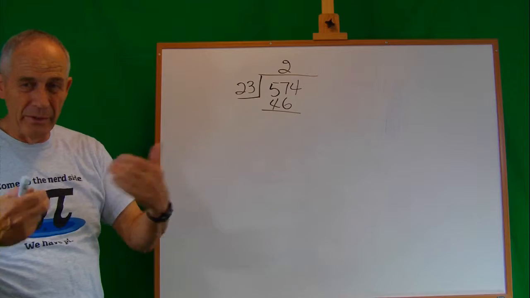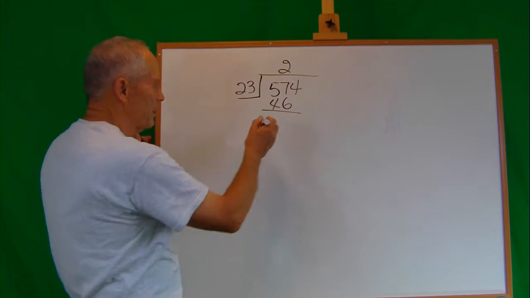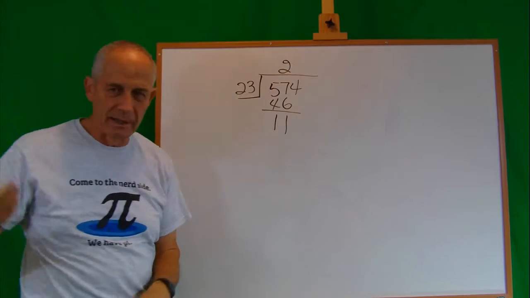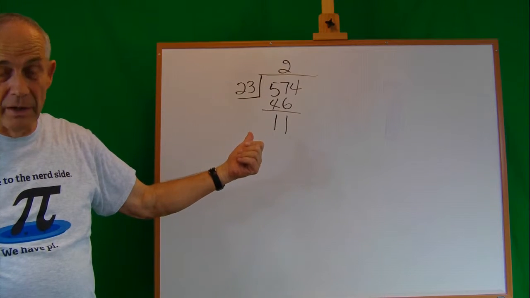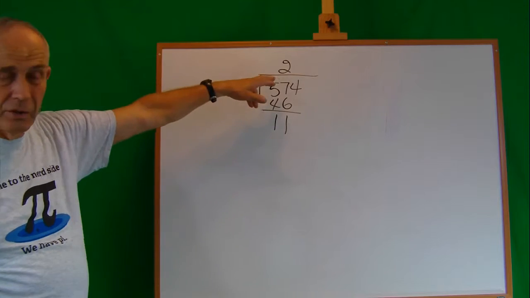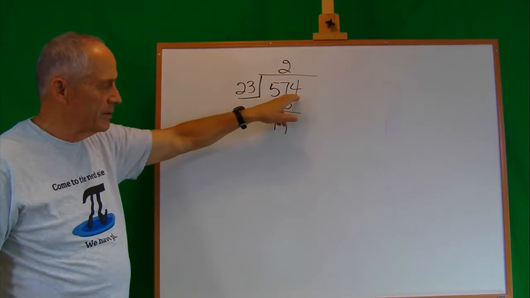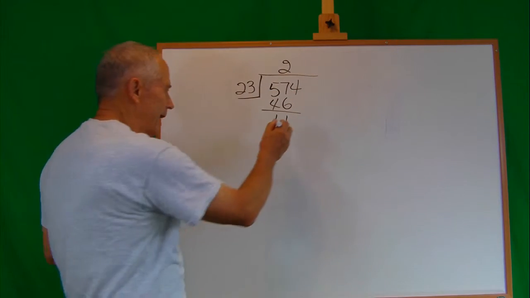The next thing we do to find out how much is left is to subtract the 46 from 57, and we get 11. My brain got a little bit ahead of myself there. So, there isn't too much left over, so we're okay. So, the 2 worked. Okay, now, we still have some left over, so like we did before, we bring that down.